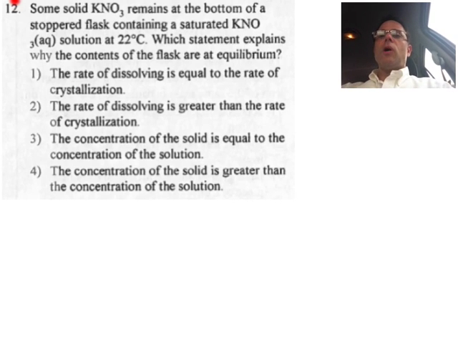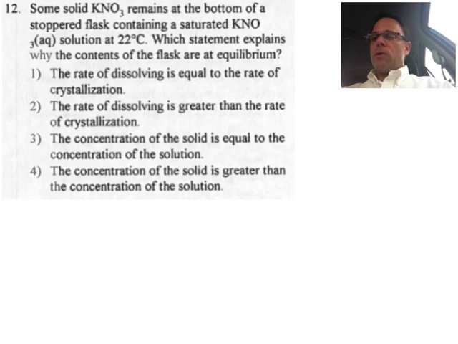All right. Number 12. Some solid potassium nitrate remains at the bottom of a stoppered flask, closed system, containing a saturated potassium nitrate solution at 22 degrees Celsius. Now remember, this is potassium nitrate. Do not let it throw you that it moved to the next line. But it says aqueous. That implies that the potassium nitrate has water with it, and it has dissolved. So we truly do have a solution. The potassium nitrate is the solute, while aqueous water is the solvent. Now, which statement explains why the contents of the flask are at equilibrium?